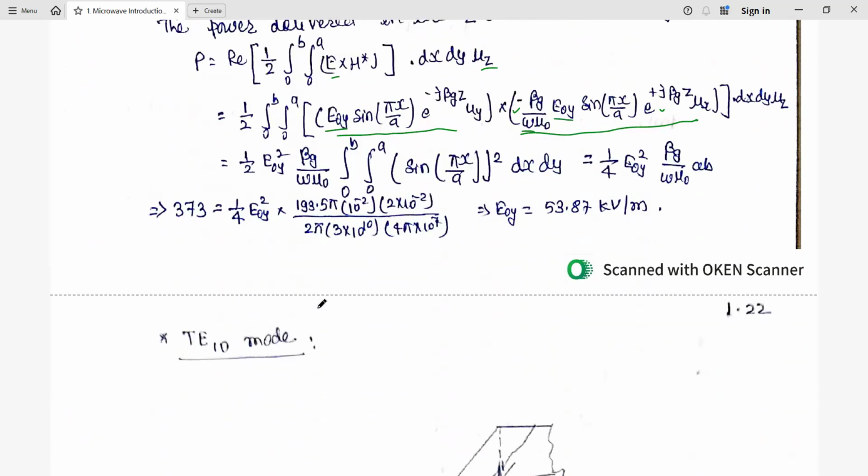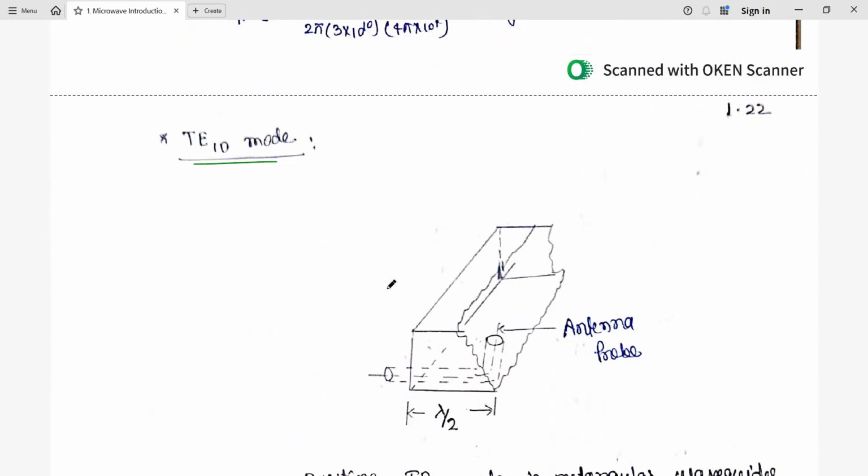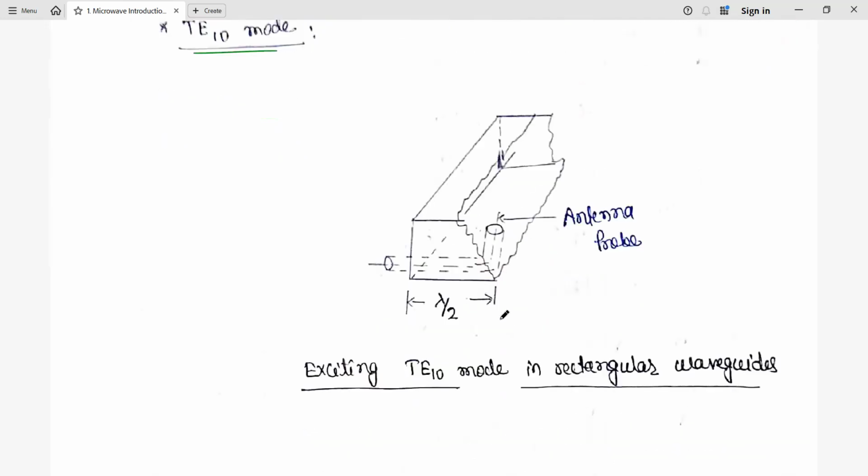Now finally, for extra information, why is the TE10 mode important in general? Here you can see the antenna probe connection, whose length is lambda by 2 in terms of wavelength, and A is given in terms of wavelength. This is exciting the TE10 mode in the rectangular waveguide, and you can see the connections here.